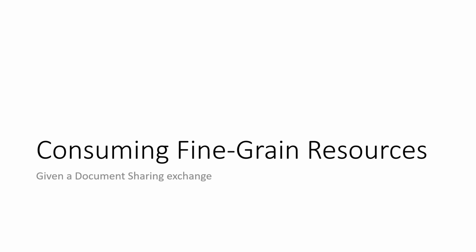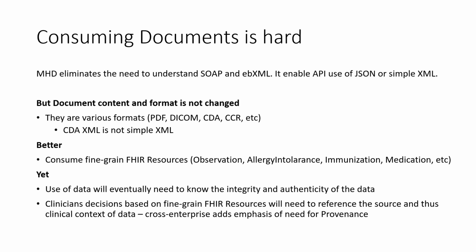So everything I've said so far is about document sharing exchanges. So if we say, given that we have a document sharing exchange, how can we make consuming of the content easier? Can we support consuming of fine-grained resources instead of forcing the document consumer always to handle whole documents? MHD eliminates the need to understand SOAP and ebXML, and it provides this JSON or even simple XML as the infrastructure support. But it doesn't change the document content. It is content agnostic, but content preserving.